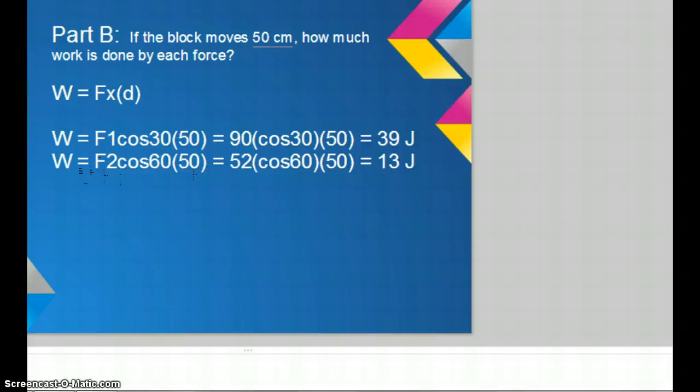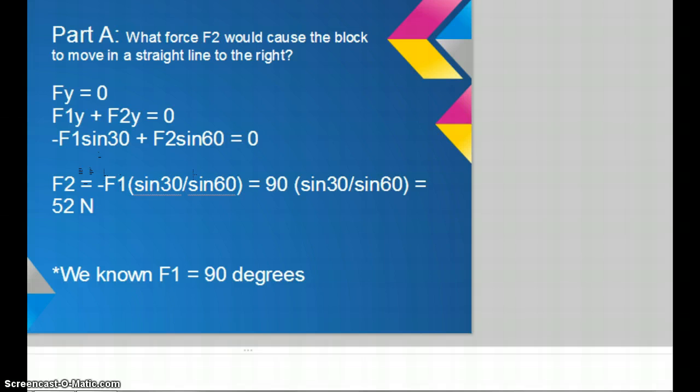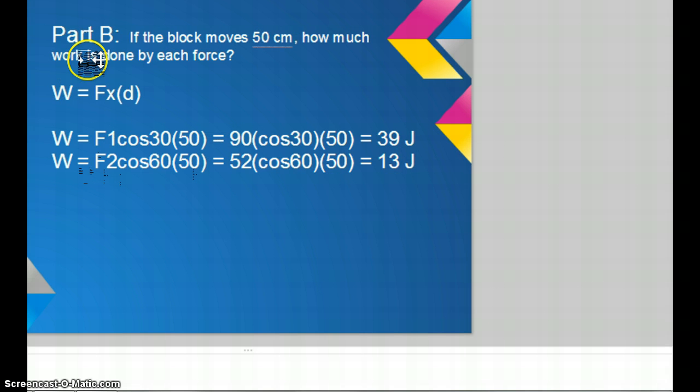So F1 cosine 30 times 50, which is the displacement, equals 90 times cosine 30 times 50. 90 was given to us. Cosine 30 is the x component of the force in the x direction, and we get 39 joules. And F2 cosine 60 times 50. 52 is the force that we just solved for in the last problem. So we use that force, bring it back down and multiply that by cosine 60, which is the x component of the force, times 50, which is the displacement, and get 13 joules.